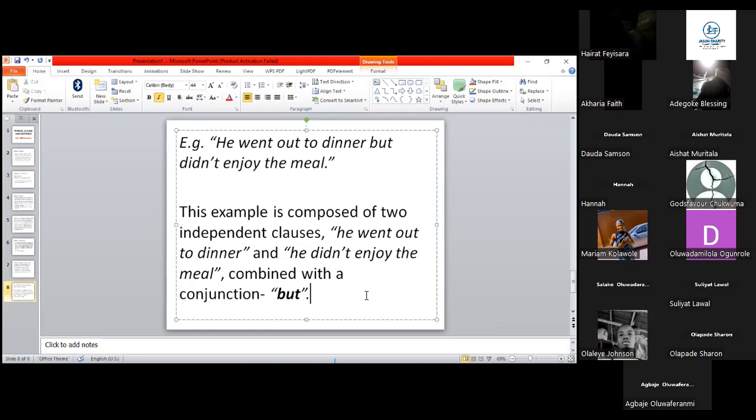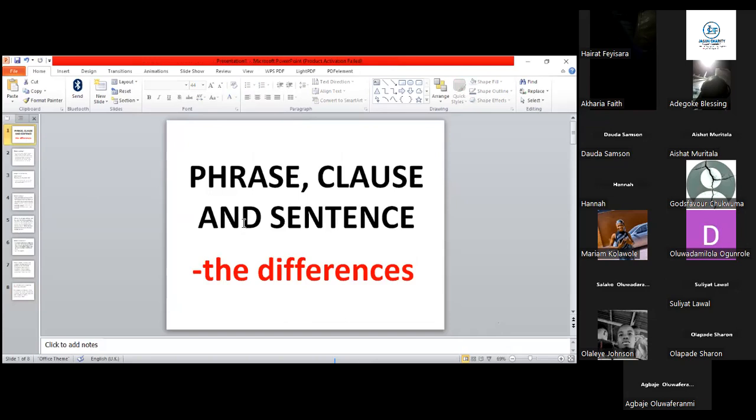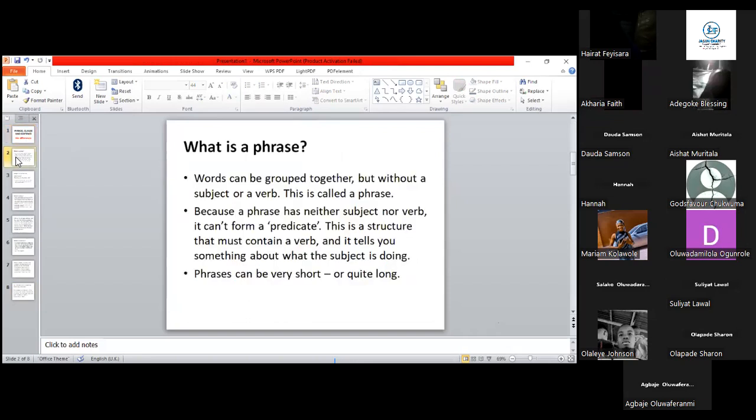So as a way to wrap up this class, I'll just take us through all we have been saying since morning. We've been talking about the phrase, the clause, and the sentence, and the differences between the three of them. We said a phrase is a group of words without a subject or a verb, and that a phrase cannot form a predicate. Remember, I told you that in a sentence, once you have identified and removed your subject, anything starting from the verb to the end of the sentence is what we call a predicate. So a phrase cannot form a predicate.